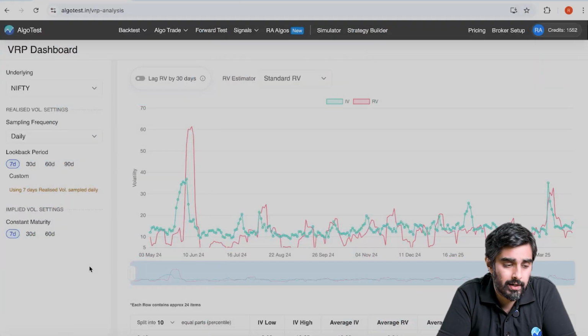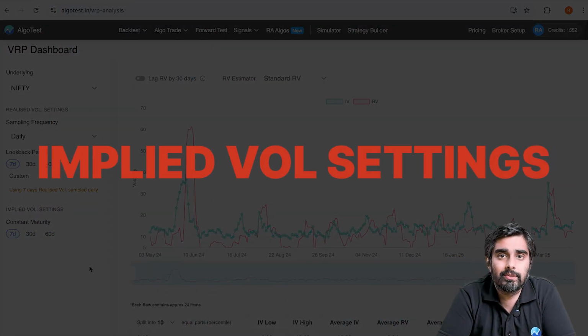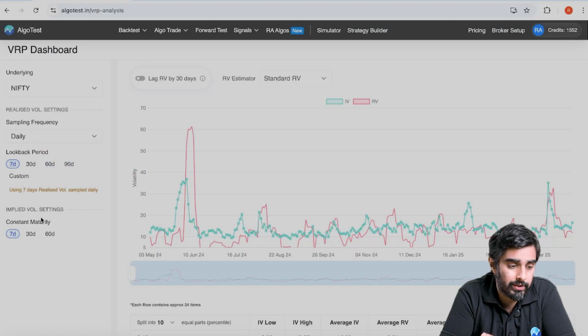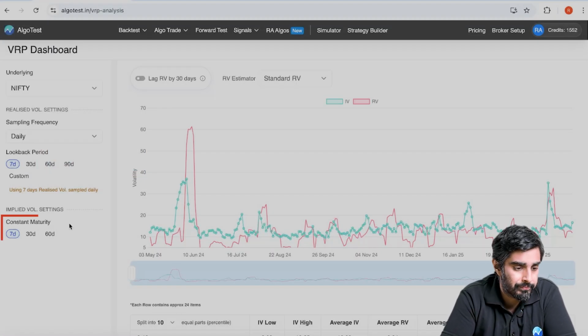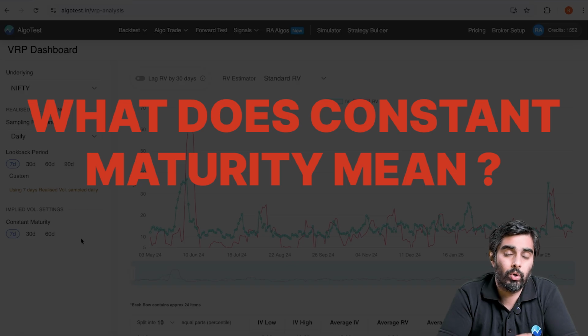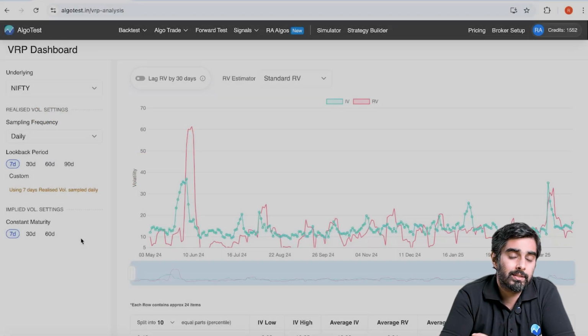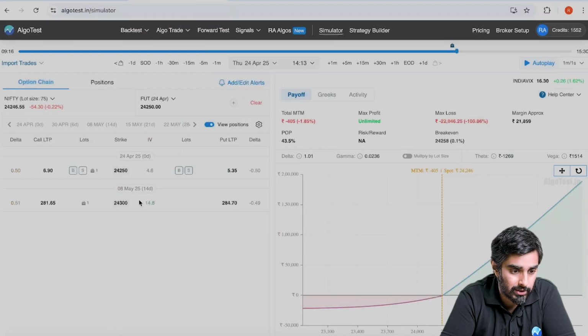Alright guys, so let's get started. We'll start with implied vol settings first, right? We'll start with this section over here. What you see is this little label which says constant maturity. Now, what does constant maturity mean? Let me actually illustrate the need for using constant maturity with this particular example.